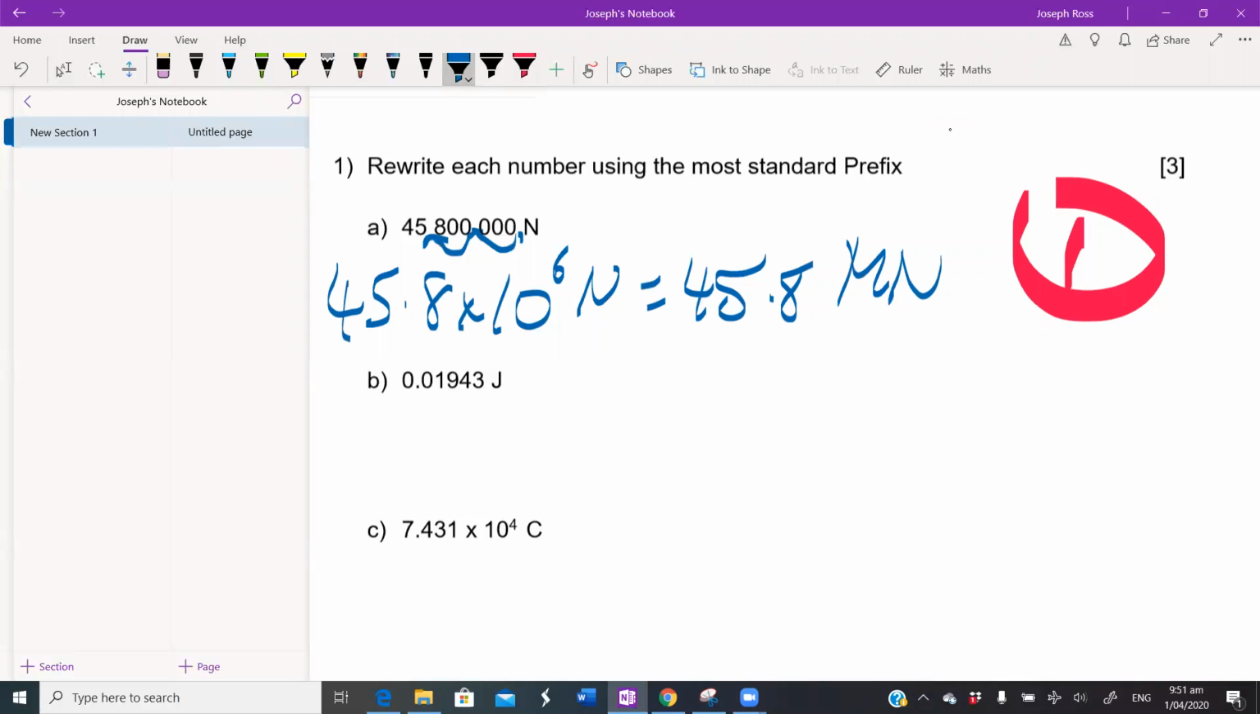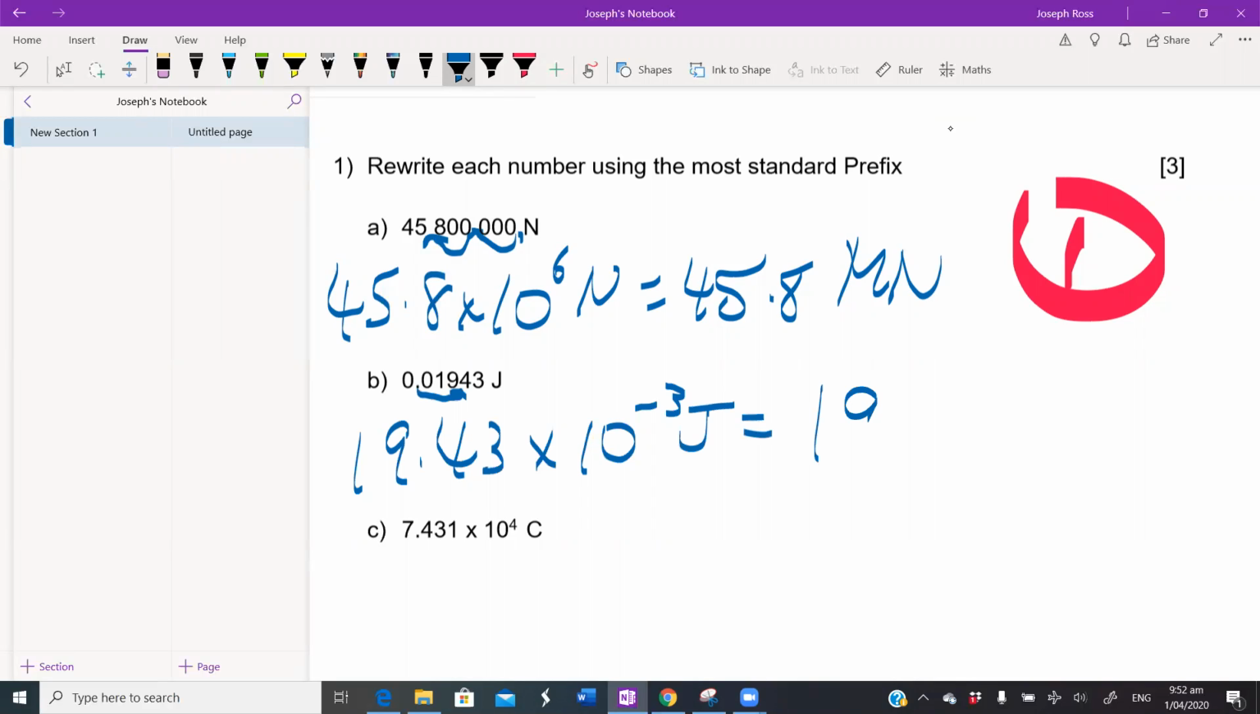Question B, we have 0.01943 joules. Same thing, moving the decimal point in blocks of 3 until we get it into a position where we need to write the least possible number of zeros. So if we move that decimal point 3 places, it's going to end up after the 9. So we've got 19.43 multiplied by 10 to the power of, and we move that decimal point 3 places to the right. So that becomes 10 to the power of -3, which is going to be firstly in joules.